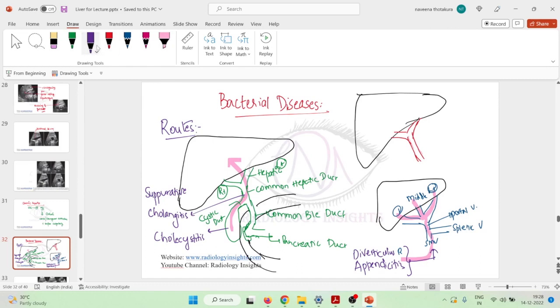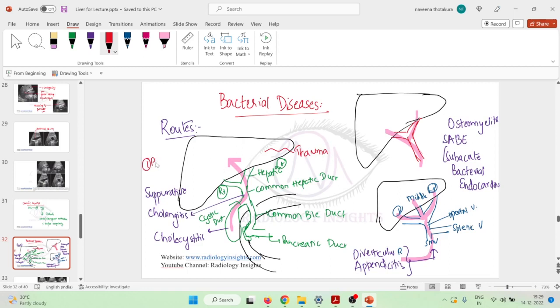Okay, next, if the patient has osteomyelitis, that is infection of a bone, or subacute bacterial endocarditis, then the infection will pass through the arteries, that is the hepatic artery, to the liver through the arterial system. And the last and final type can be due to some trauma. Whenever a trauma occurs from outside, then the infection can enter the liver.